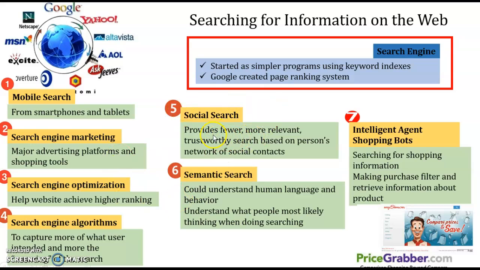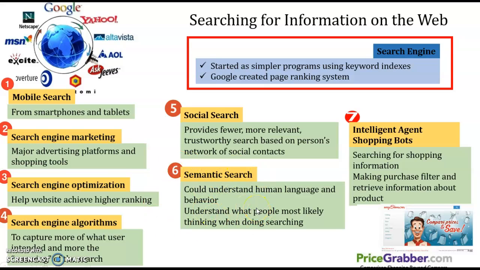And then social search is a provide viewer more relevant, trustworthy search based on person's network of social contacts. Ini lebih kepada macam mana kita nak mencari something, somebody that we want to locate. Okay, and then we have semantic search. Okay, it can understand the human language and behavior, understand what people most likely thinking when doing searching. Apa yang orang nak sebenarnya.